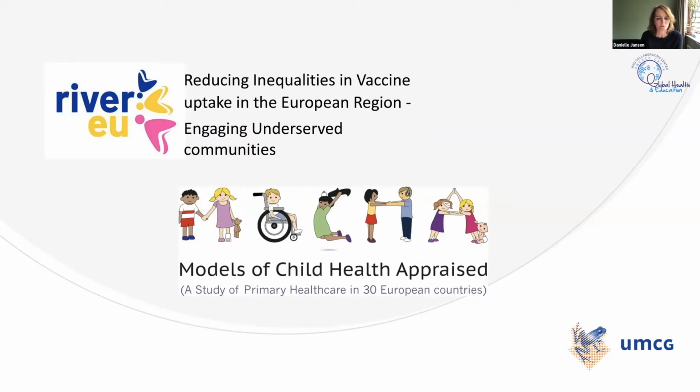One is the soon to be started Horizon 2020 project, RIVER EU. RIVER stands for Reducing Inequalities in Vaccine Uptake in the European Region, Engaging Underserved Communities. The other project is MOCA. It stands for Models of Child Health Appraised. And in this project, we explored primary healthcare for children and adolescents in 30 European countries.